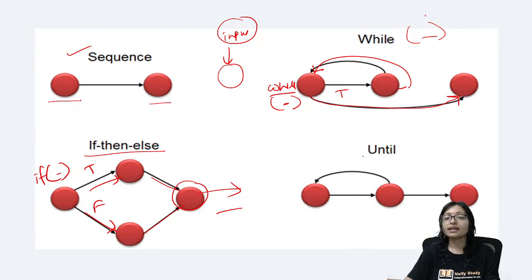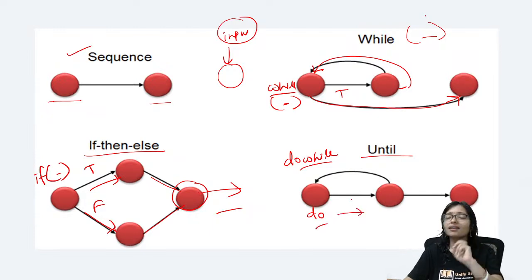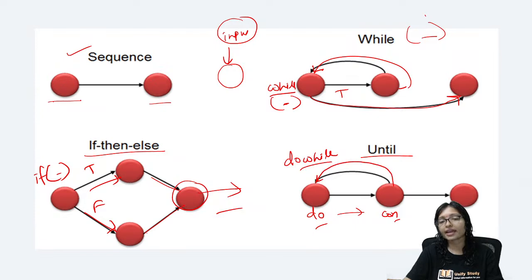Until means just like a do while loop. Here is the do, here is the condition. A do while loop always runs one time, right? After that it will check the condition. If the condition is true, then it will do again. If the condition is false, then it will come out. This is the way the do while is working.